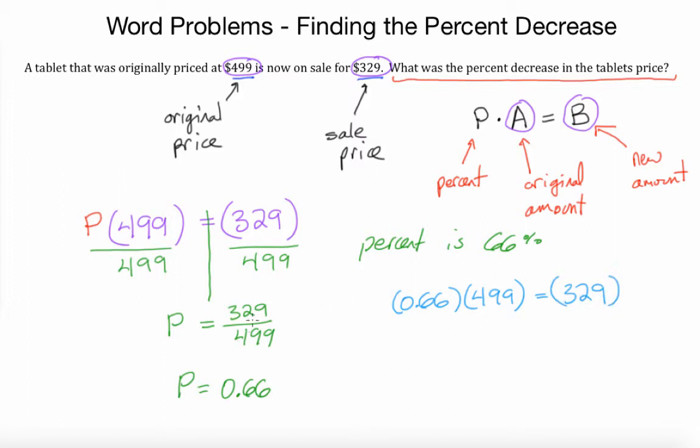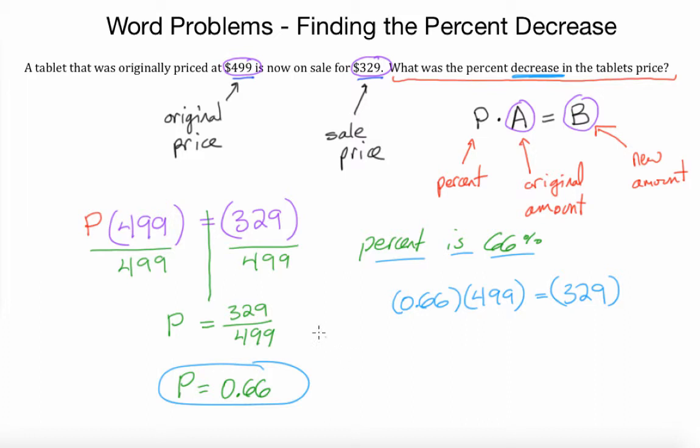Now, many of you may be tempted at this point to say, all right, sweet, I've got the answer. The answer is 66%, right? The percent is 66. We just solved it for P. But here's why highlighting the question and being able to go right back to the question at the very end is so important. I was asked to find what was the percent decrease. So what that means is, if I start at 100% of 499, how much percent did I decrease by to get to 329?